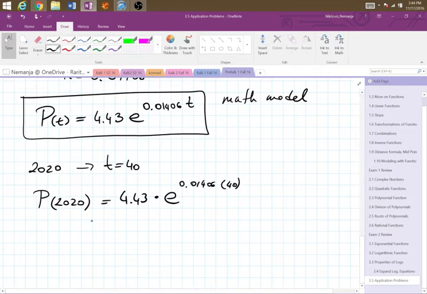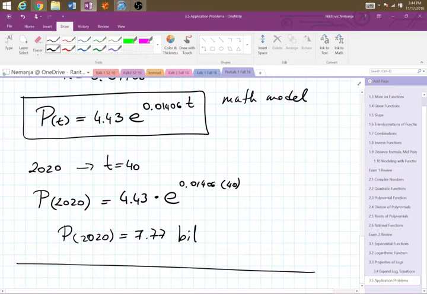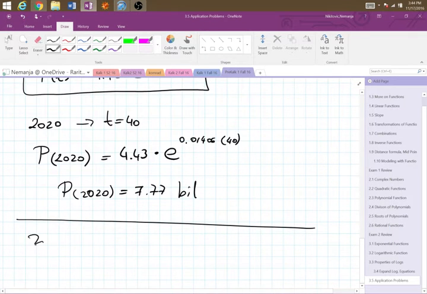So population in 2020 will be 7.774111 and so on billion. It's only 4 years from now, right? How about you compute on your own for 2030? Go.